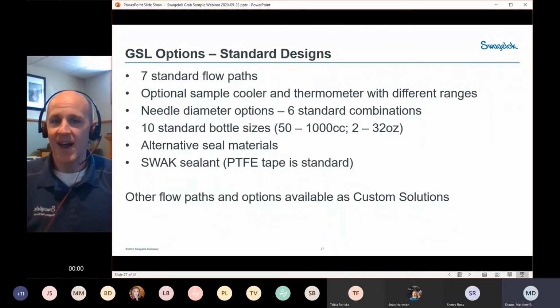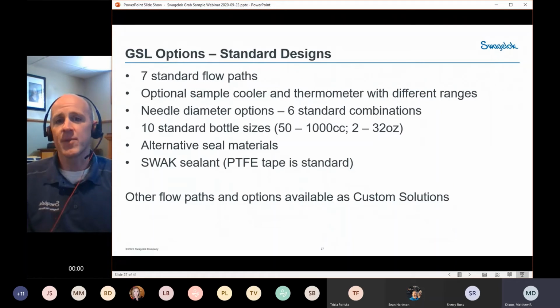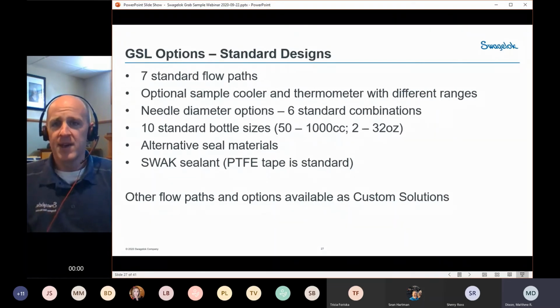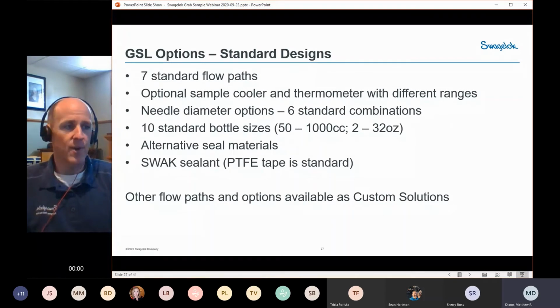Different needle styles for those of you who are actually using a septum on the top of your bottle. So lots of different product features are available to us. And of course, as with the other panels and as with the sample cylinders themselves, we have the ability to customize. We can make the panels as customized as you want them to be, and we can go through some of those examples of customization in just a little bit.